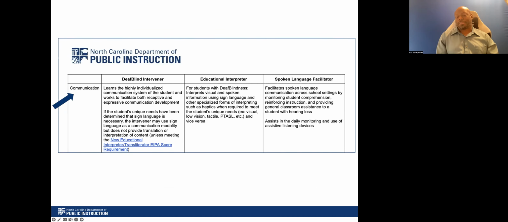As you see in the next row, all three positions support the acquisition of and access to communication. Deafblind interveners must learn the highly individualized communication system of the learner and work to facilitate both receptive and expressive communication. Should the student also require an educational interpreter, he or she would focus on using sign language and other specialized forms of interpreting, such as haptics or protactile ASL. However, if a spoken language facilitator is required, their focus should be on facilitating spoken language communication.